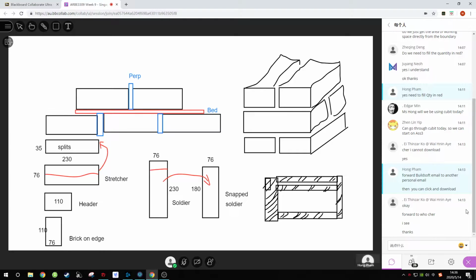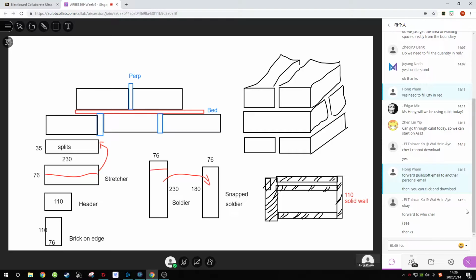Okay, so there's a few walls here. Let me show you. If you have to measure these brick walls, there's a few types. The first type is this one. This one you call 110 solid wall. Okay, solid brick wall.